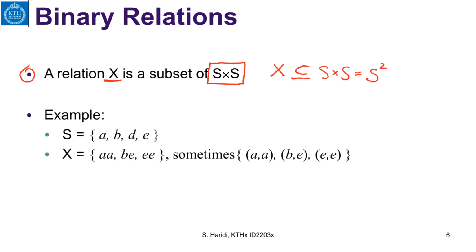So here's an example of a binary relation. S is a set A, B, D, E, and this is a binary relation. It is the set of pairs AA, BE, and EE, and that is a subset of the Cartesian product of the set with itself, or the set squared. And as we said, we can write pairs this way too.